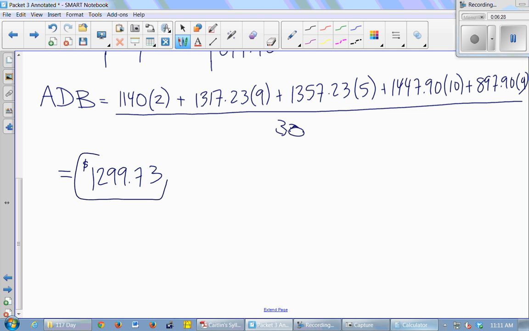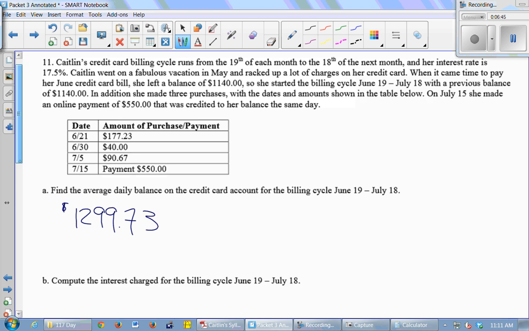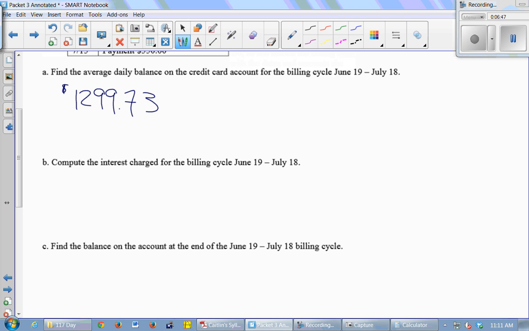That is called my average daily balance. And it is used to calculate how much interest I'm going to be charged. My finance charge uses average daily balance, $1,299.73. It's the only thing it's used for. It's just used to calculate how much interest the credit card company is going to charge me.